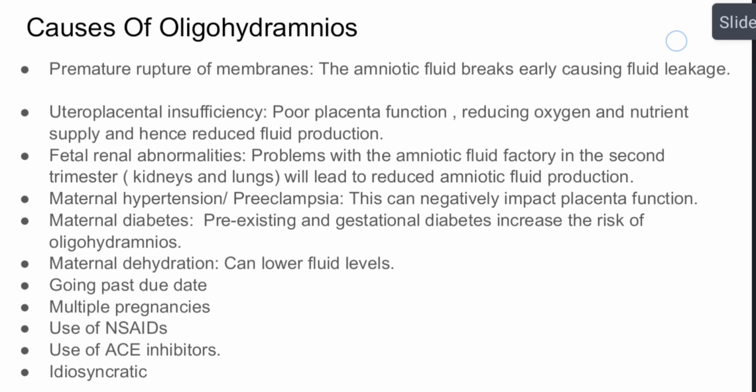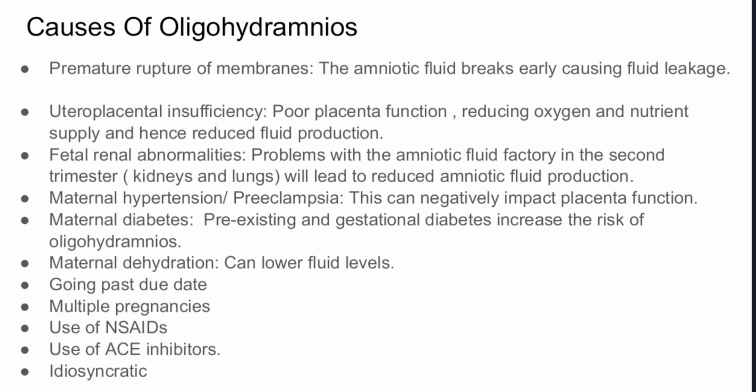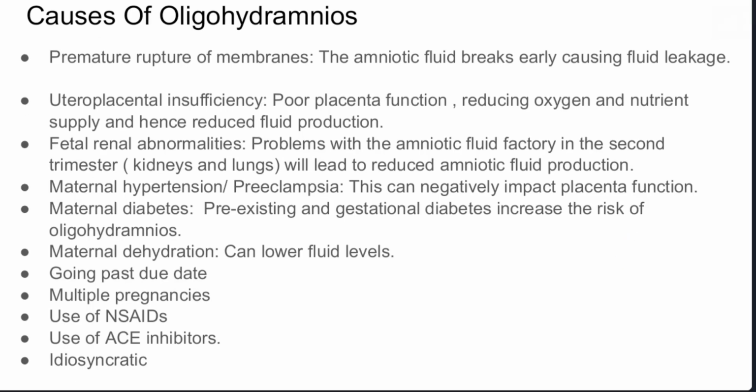So, what can cause oligohydramnios? Lots of things. One, premature rupture of membranes. Another is uteroplacental insufficiency. When there is poor placenta function, reduced oxygen and nutrient supply can cause reduced fluid production. Fetal renal anomalies: problems with the amniotic fluid factory in the second trimester coming from the kidneys and lungs will lead to reduced amniotic fluid production.